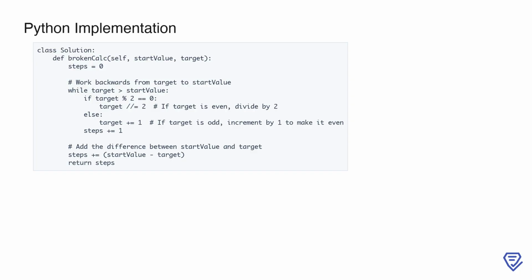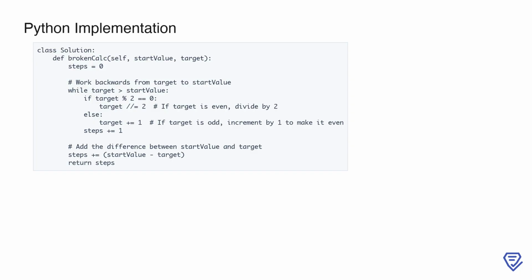This implementation solves the broken calculator problem by working backward from the target value to the start value. Instead of simulating operations forward from the start value, which can become inefficient, the algorithm reduces the target value to reach the start value with minimal steps. The broken calc function takes two inputs, start value and target. It initializes a counter, steps, to 0 to keep track of the number of operations.